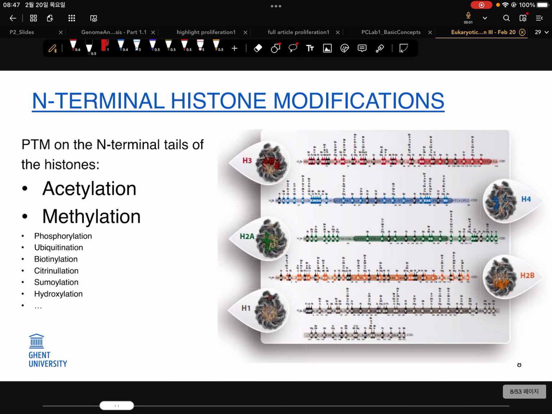Histone 3, histone 4, H2A, H2B, H1, they can all be internally modified. And here, all the ones that have been described are just shown as an overview for you, so that you see how many different ones there are, but you will very often see that it's methylated or acetylated. Those are the ones that we find more prominently, more often on histone tails than the others. So that is why those two have, of course, been studied in more detail than the other ones.